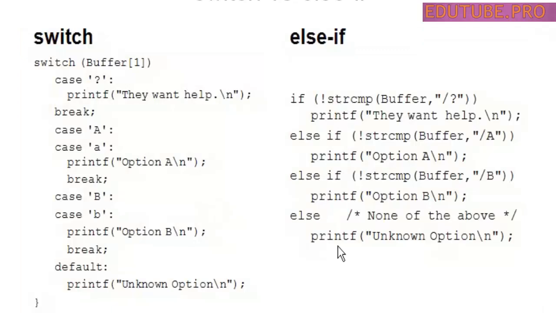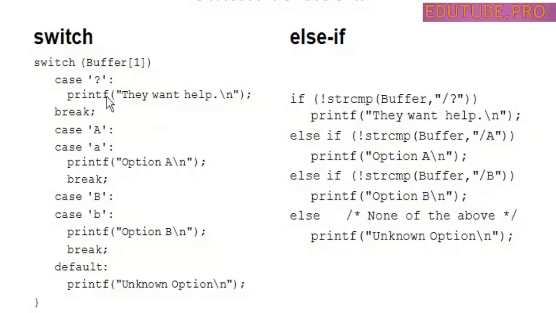Here's our else if that we just took a look at in the last video. Remember, if not string compare, buffer, and the slash question mark that we used, if that was true, this comparison, we would print they want help. Else if, and so on, slash A and slash B, and then here's our default of none of the above, we would print an unknown option.